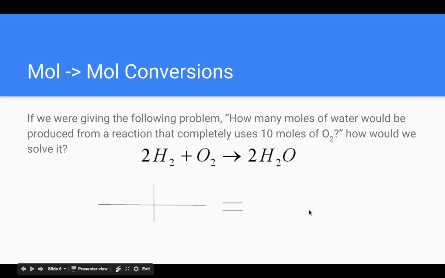Using the same equation, maybe we start with 10 moles of O2. How much water are we going to get out? Same thing, write down what we know, 10 moles of O2. We want to cancel out that unit. According to our equation, each time we go through the reaction, we use up 1 mole of O2, and we still produce 2 moles of H2O. So this time, our moles of O2 cancel out, leaving us with moles of H2O, and we get a total of 20 moles of H2O produced.